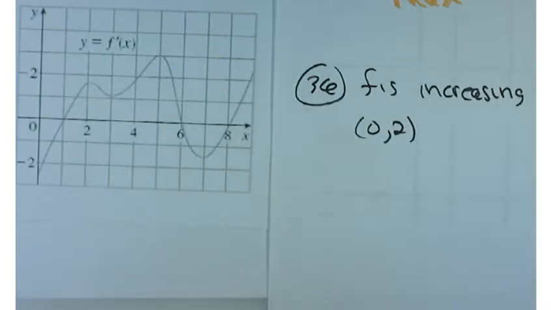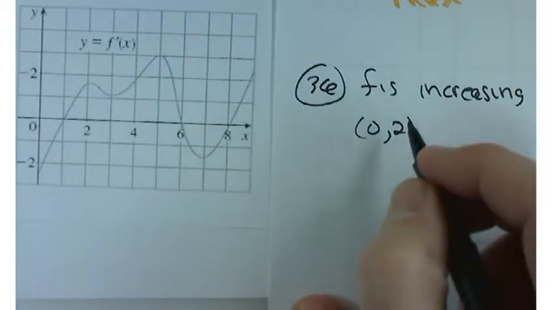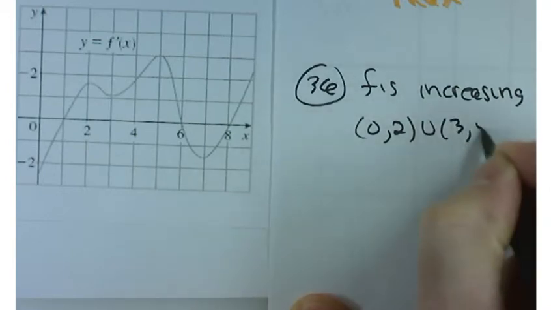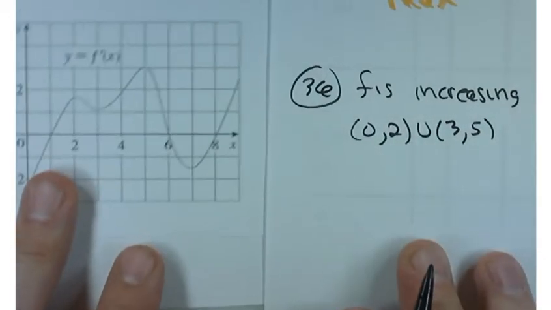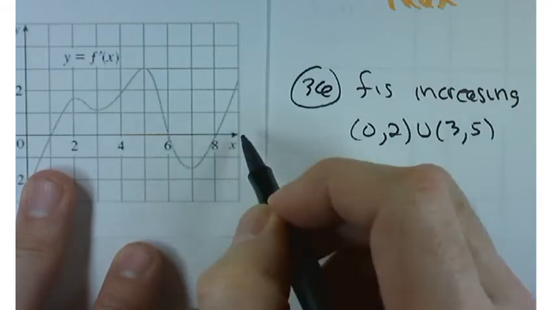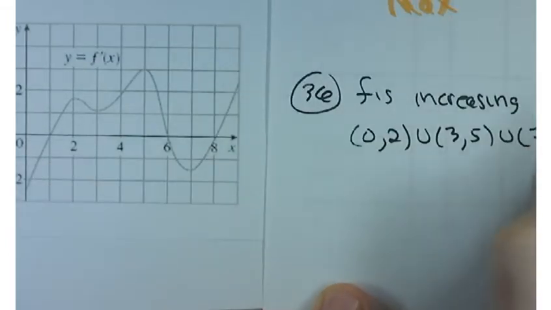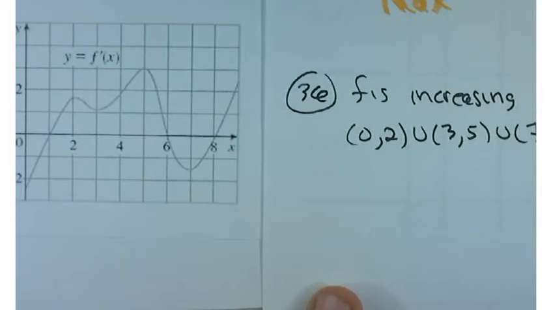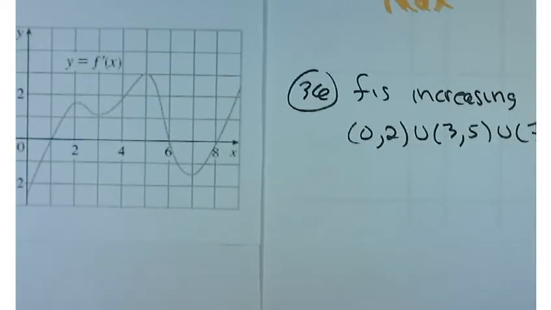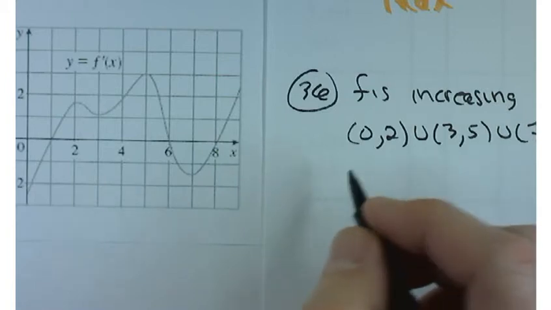But that's not the only interval where it's increasing. Sarah, where else is it increasing? Yeah, 3 to 5. Good, 3 to 5. And there's one last one, that'd be here, from 7 to 9. I'm just going to limit myself to what we can see here. The graph probably continues that way towards infinity, but we'll just limit ourselves to what we see here.